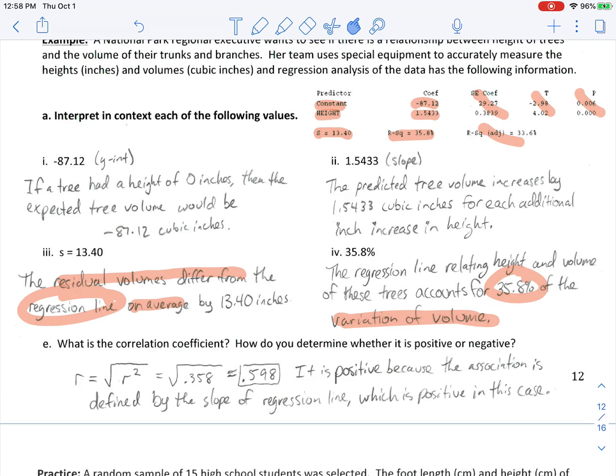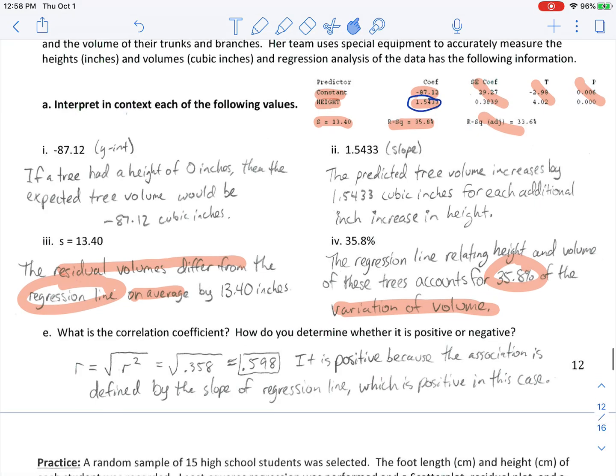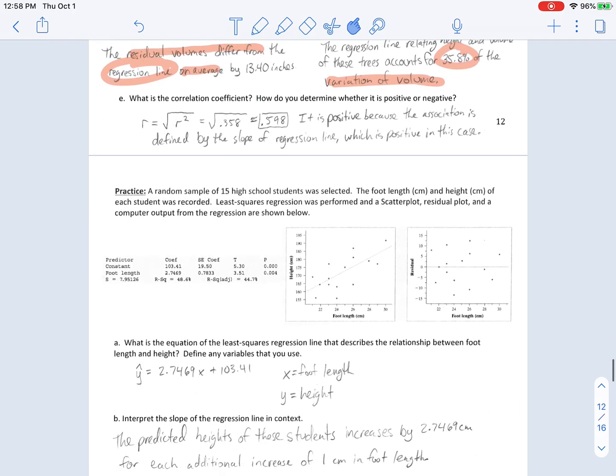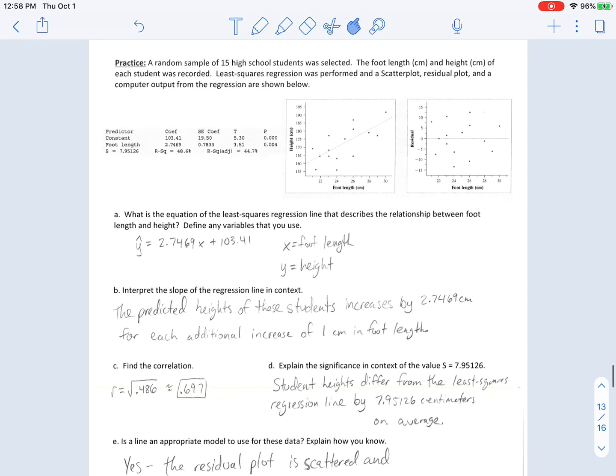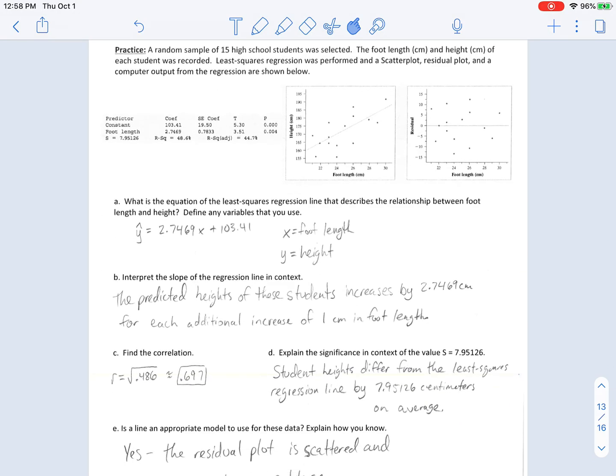And then what is the R? What's the correlation coefficient? You take the square root, you get 0.598. It is positive because the slope is positive. There you go. Okay. All right, feel free to try this one.